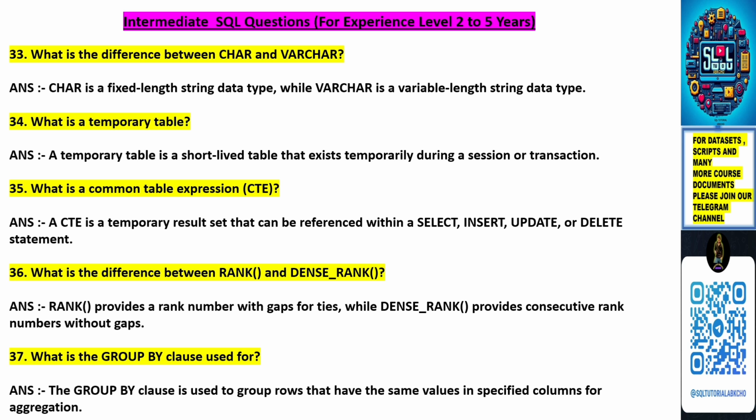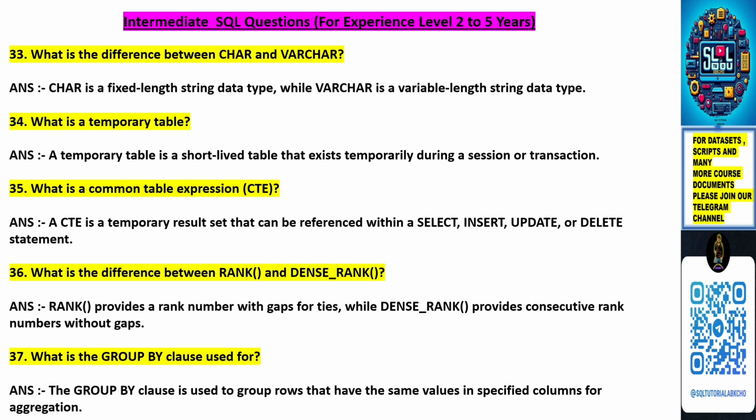Okay, now what is a temporary table? A temporary table is a short-lived table that exists temporarily during a session or transaction. So basically temporary tables are short-lived tables that exist temporarily in a particular session or transaction. You can also tell that there are two types of temporary table: local temporary table and global temporary table. A local temporary table exists until the end of that session, whereas a global temporary table exists until the complete transaction. So these concepts also you can provide.